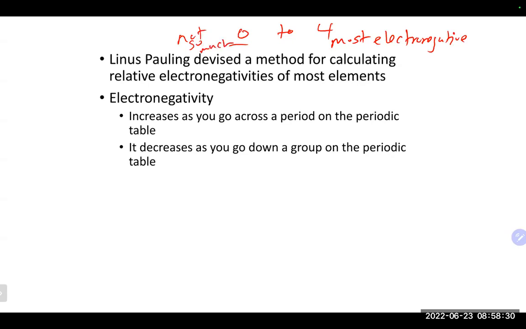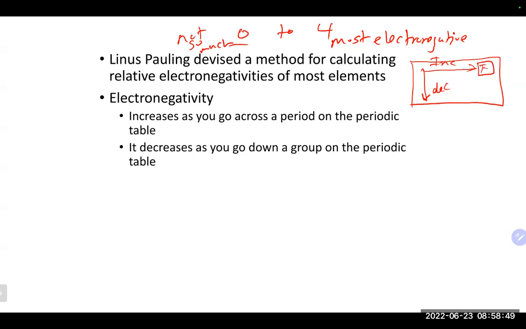We already talked about yesterday the trend on the periodic table, and a reminder in terms of electronegativity, it does increase as we go this way on the periodic table. It decreases as we go this way. And once again, fluorine is the most electronegative element you can have.